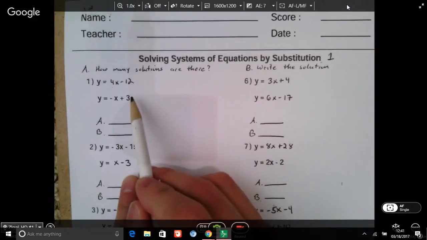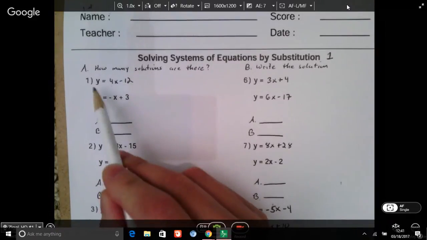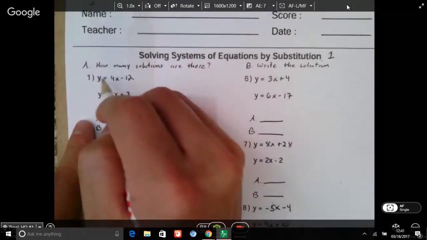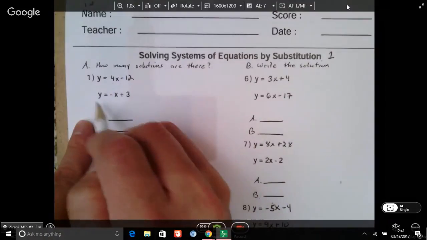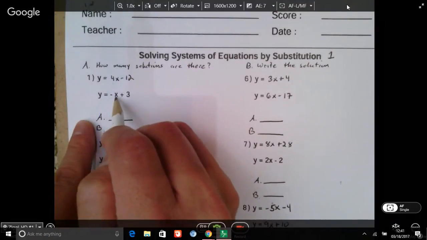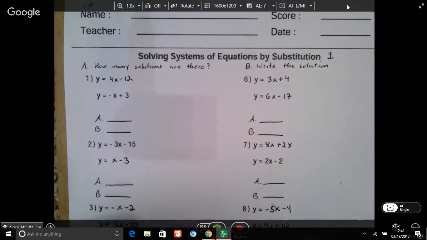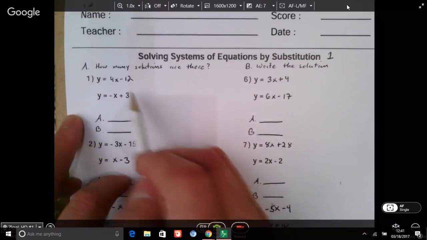So in number 1, both of these are in slope-intercept form, right? y equals mx plus b, y equals m, -1, x plus b. Okay, so we could graph these and see where the two lines intersect, and that would be our solution. But we're going to use another method other than graphing, and it's going to be called substitution. Okay, so substitution goes like this.